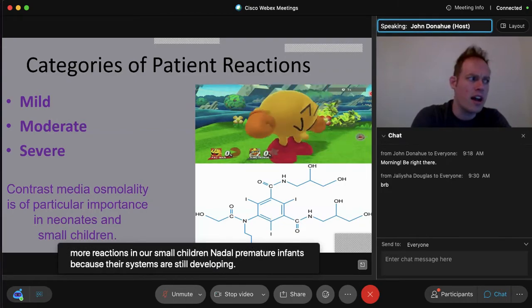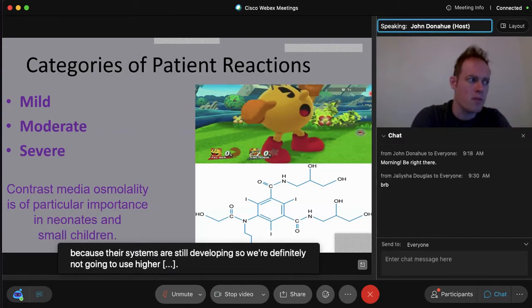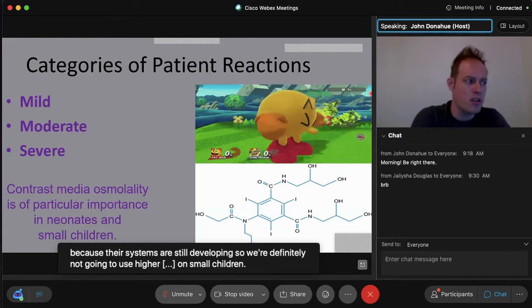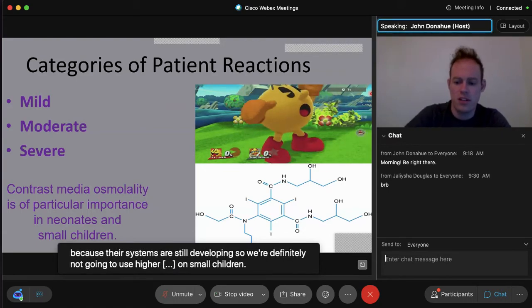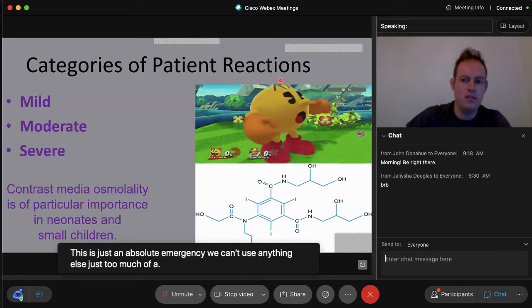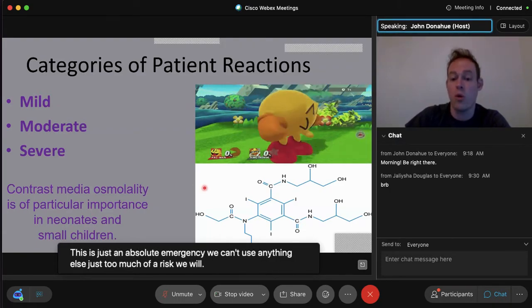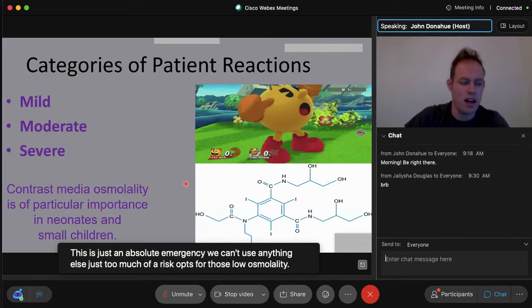So we're definitely not going to use higher osmolalities on small children unless it's an absolute emergency and we can't use anything else. It's just too much of a risk. We would opt for those low osmolality, non-ionic contrasts.